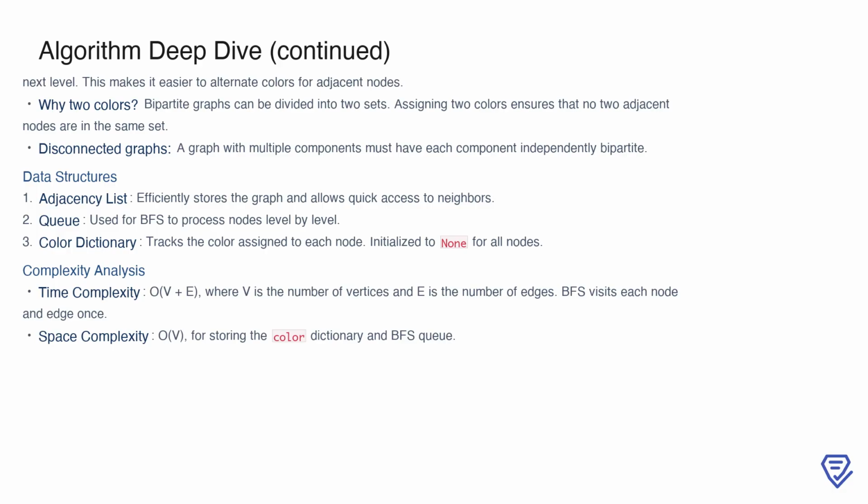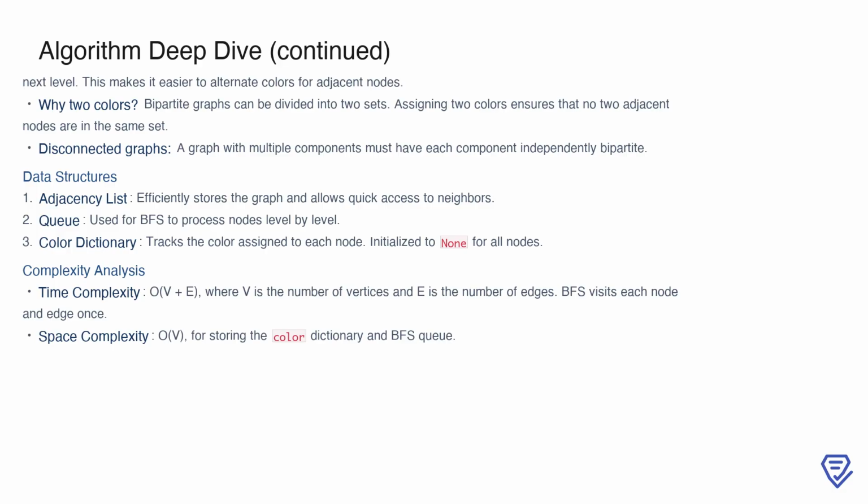The use of two colors is essential because bipartite graphs can be divided into two distinct sets where no two nodes in the same set are adjacent. For graphs with multiple disconnected components, it's important to handle each component independently, ensuring that each one is bipartite.